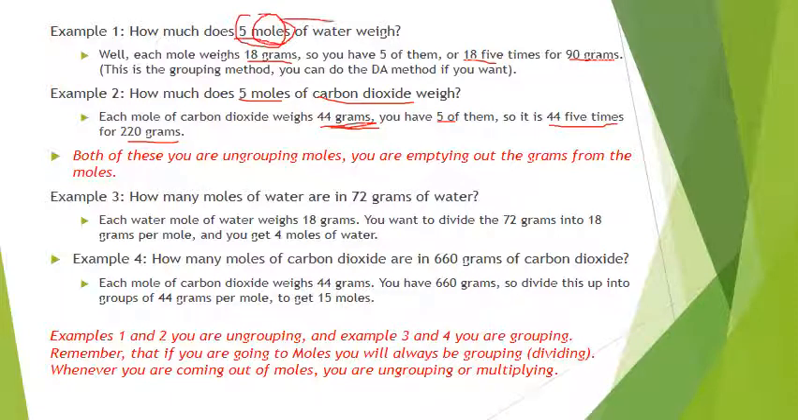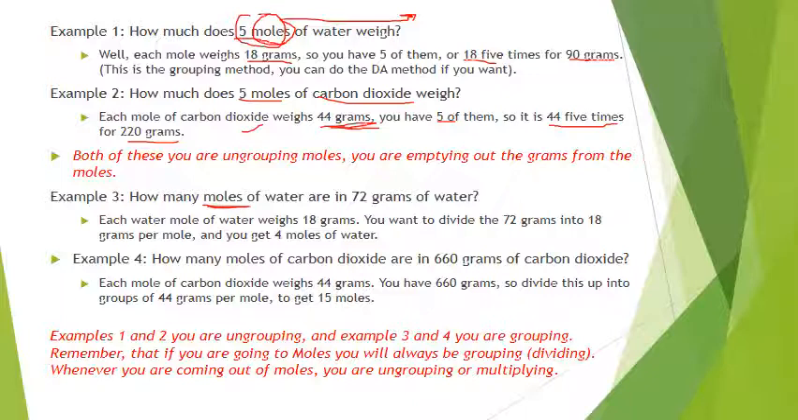In both these cases, you're ungrouping, so you have moles, and you're going to something else. Moles is a group, and whenever you go from moles, you're always ungrouping, so your number always gets bigger. And you could use dimensional analysis as well. There you go, 5 moles times 18 grams per mole, and you come up with the same answer. Same thing with this.